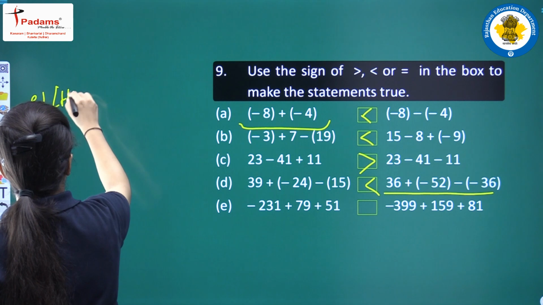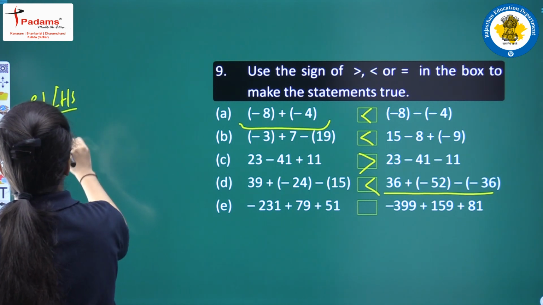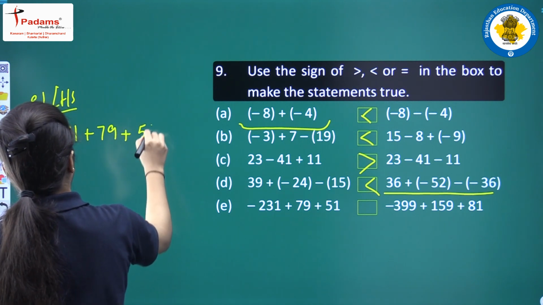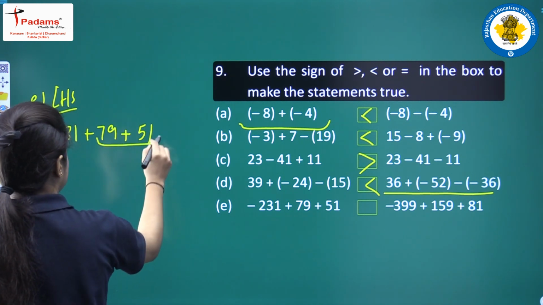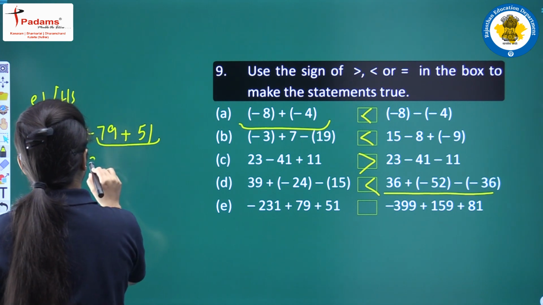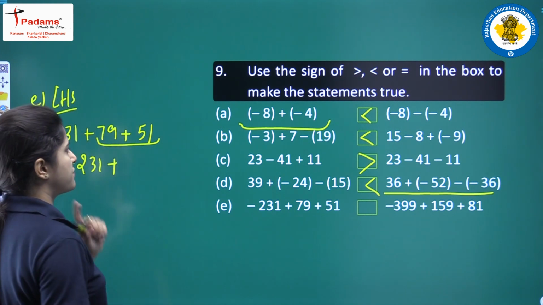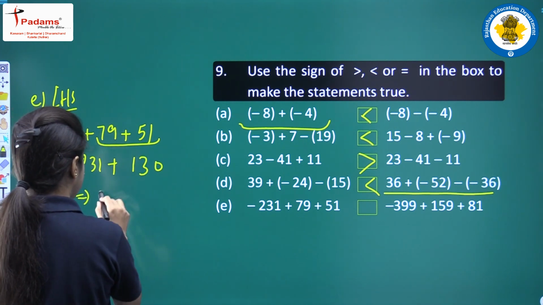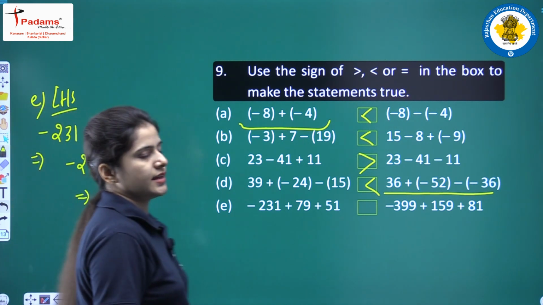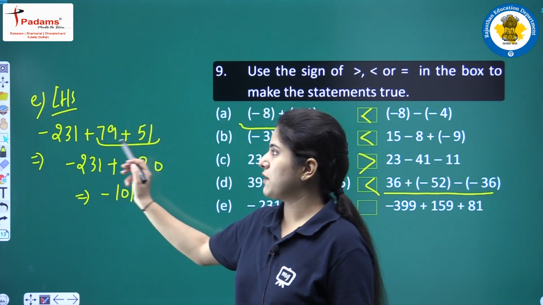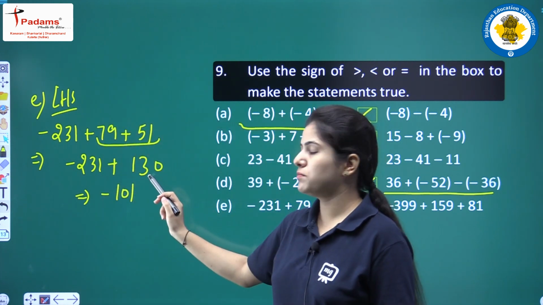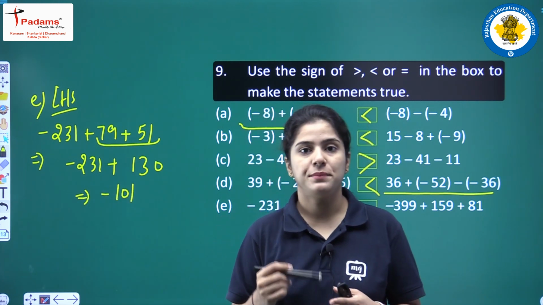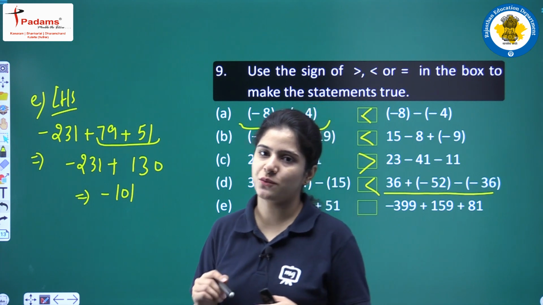Left hand side of E, minus 231 plus 79 plus 51, okay students. So firstly we will do this. 79 plus 51 is equal to 130, okay students. So the answer of this is minus 101. You can have a look. You have to add these two. The answer will be plus 130 minus 231, which is equal to minus 101, okay.